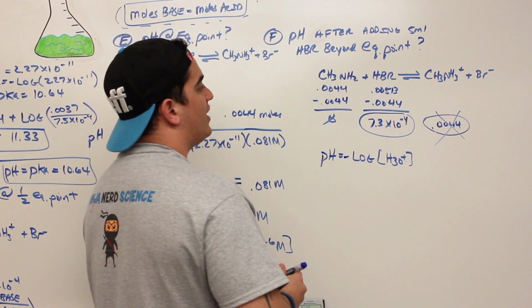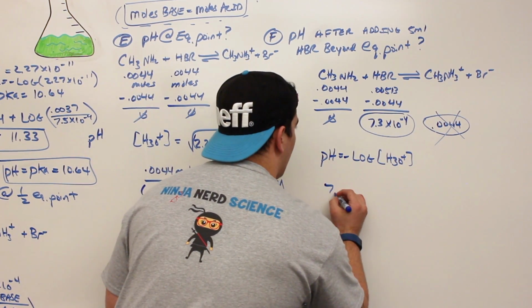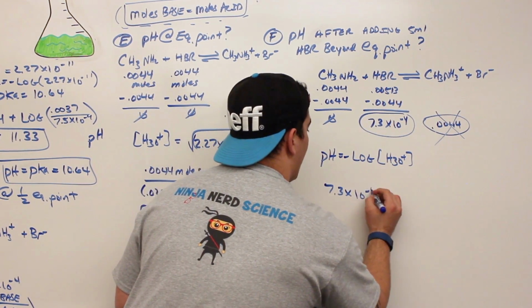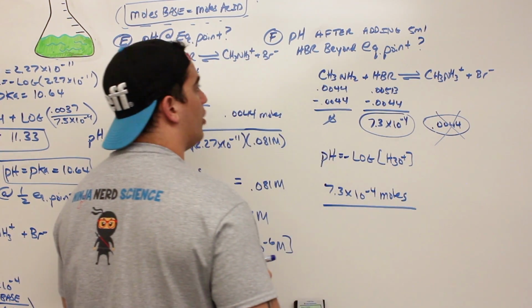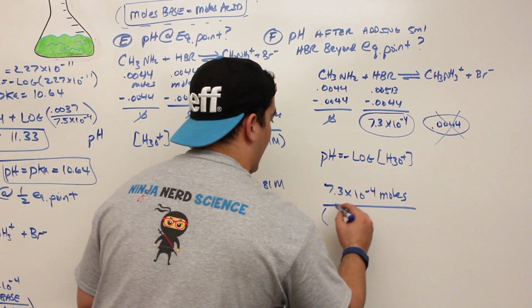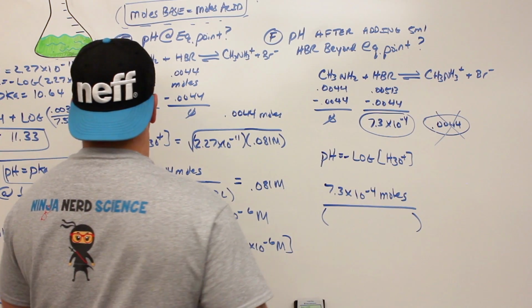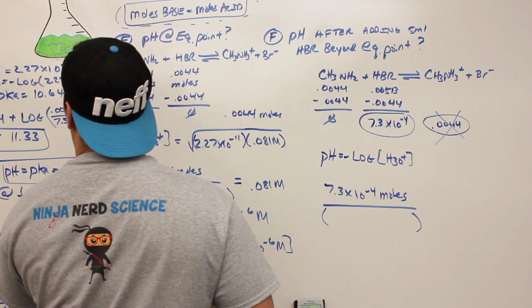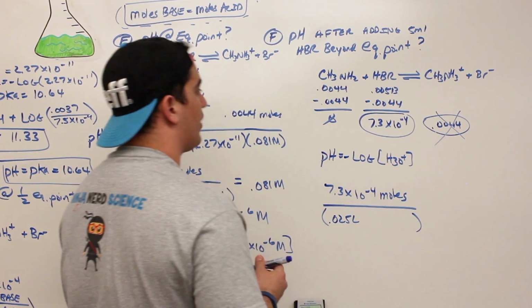Okay, well this isn't in concentration yet, I just have moles. So now what do I have to do? I have to take 7.3 times 10 to the minus 4 moles and put that over the total volume, the end volume of the solution. What was the original volume of HBr? The original volume of HBr was 25 milliliters, which is 0.025 liters.